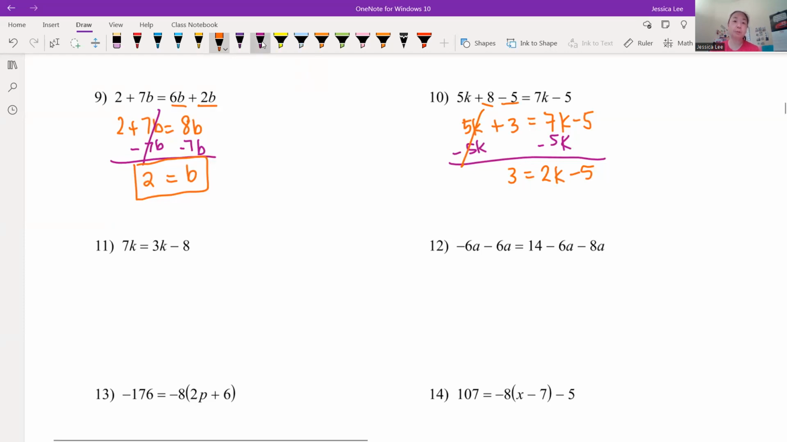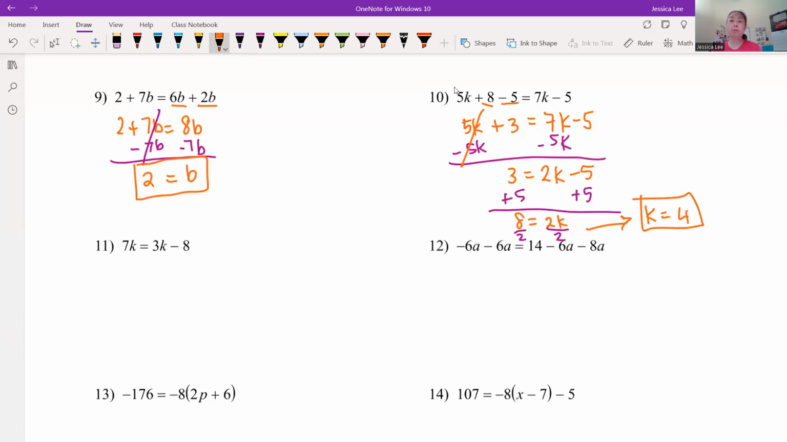Now, we're back to our two-step equations. We're going to add 5 to both sides. So plus 5, and we get 8 is equal to 2k. And now we're going to divide by 2. I'm running out of room, so I'll just say it's over here. k is equal to 8 divided by 2, which is 4.